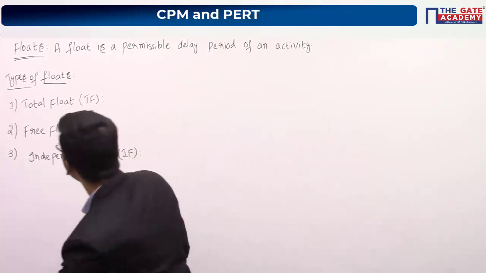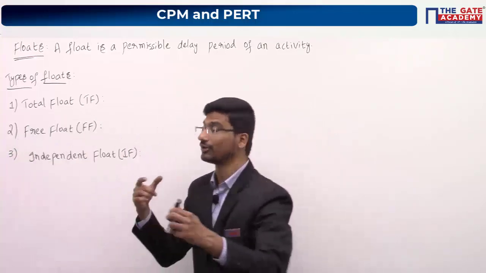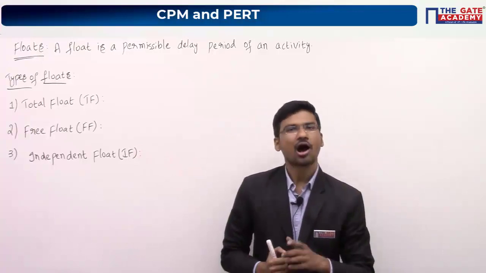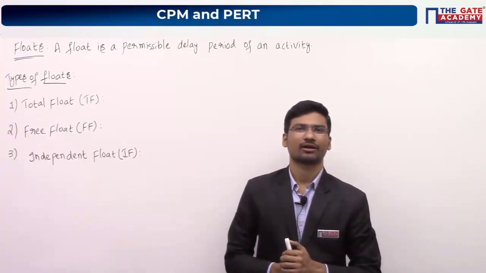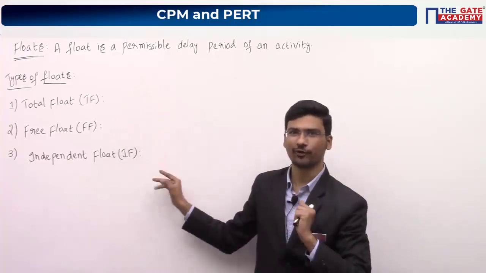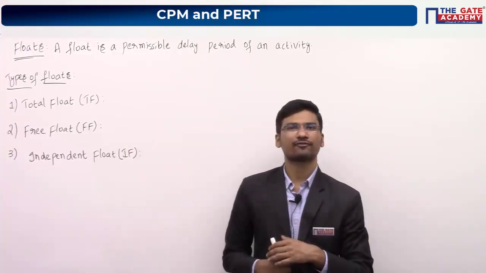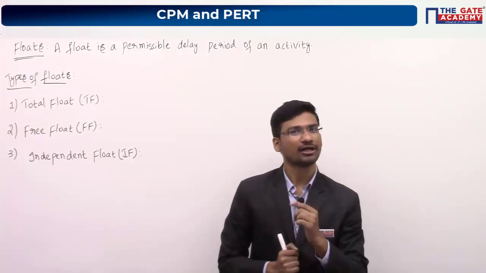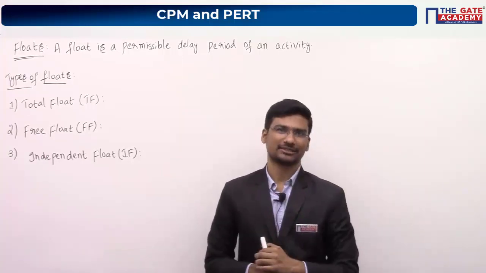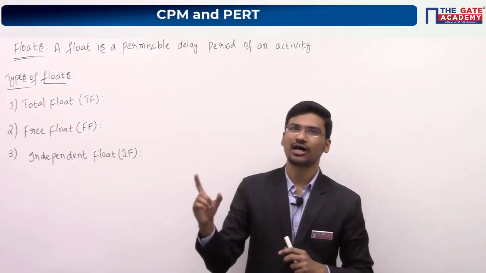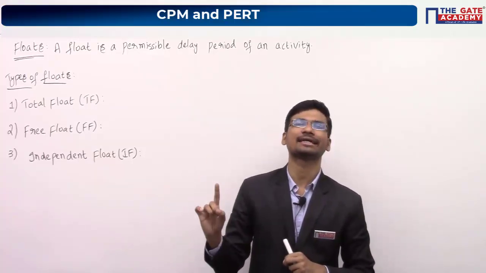One more small concept is there, or else you can write down one more statement. All the float values, in the sense all these three float values, are 0 for critical activities.